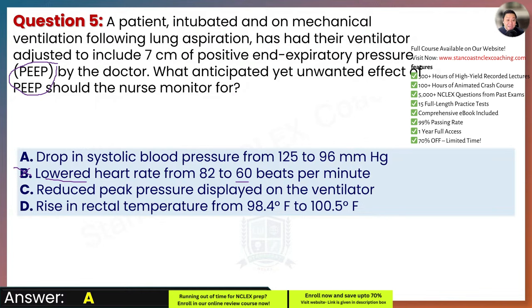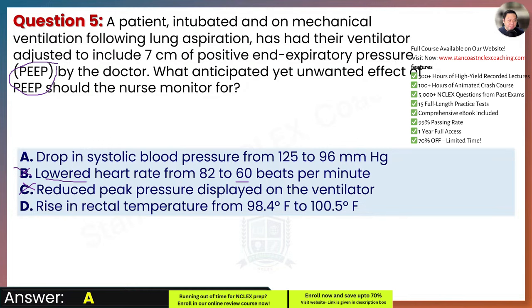While we know that PEEP affects the pressure at the end of expiration, it doesn't reduce peak inspiratory pressure. And in fact, if the lung compliance worsens due to maybe worsening pulmonary edema, the peak pressure might actually increase instead. And so a decreased peak pressure isn't a known effect of the PEEP. So eliminate letter C as well.